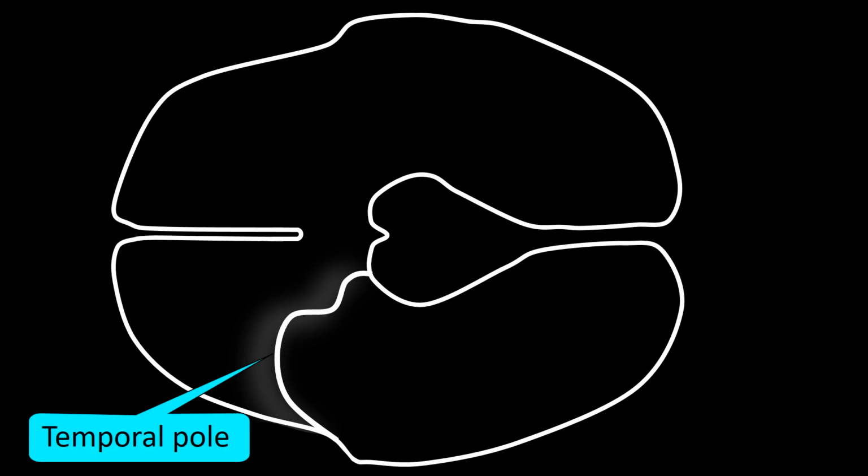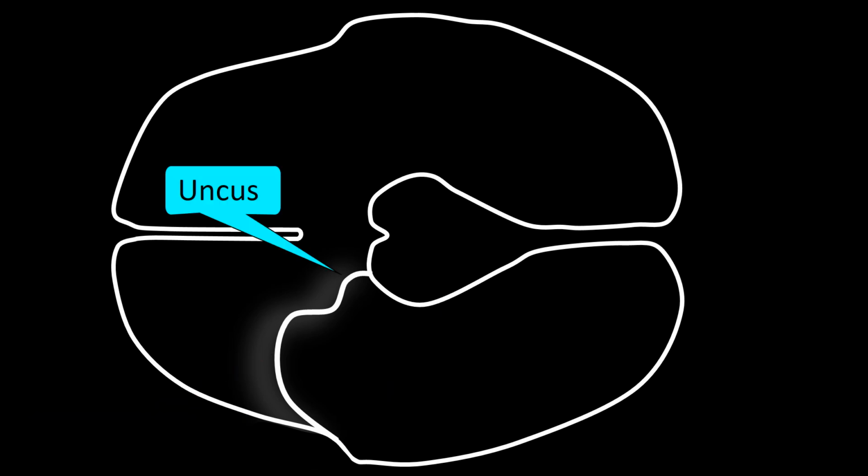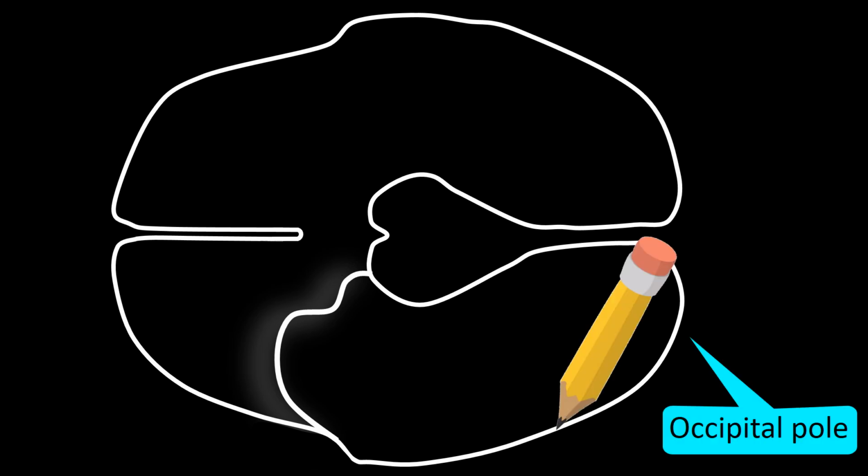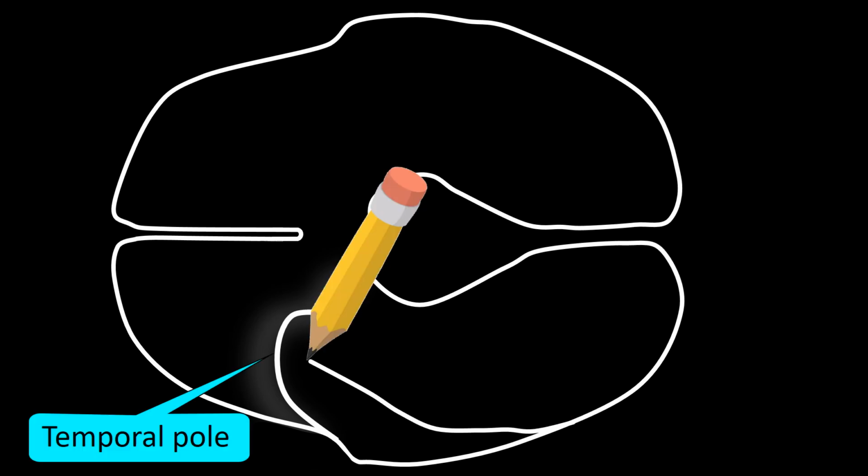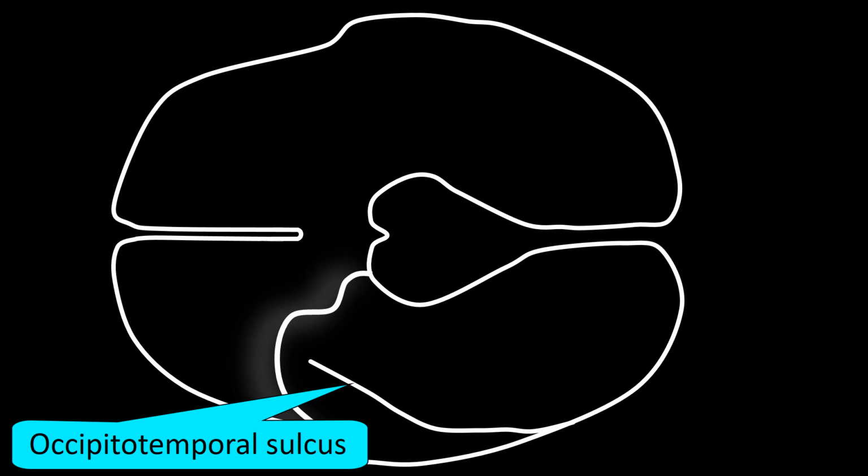The structure we have just drawn is the temporal pole, and the little bump on the side in this view is the uncus. Now go to the back about 1/4 the distance to the occipital pole and draw a line going towards the temporal pole, but do not quite reach it. This is the occipital temporal sulcus.